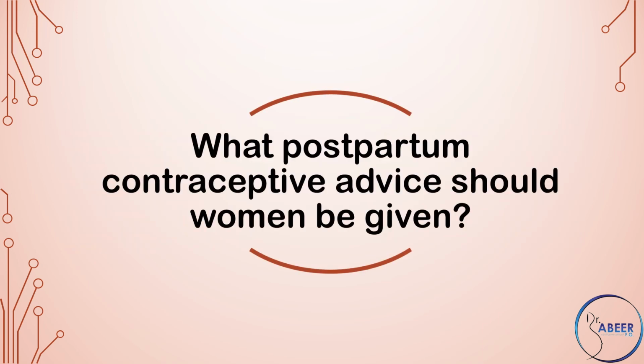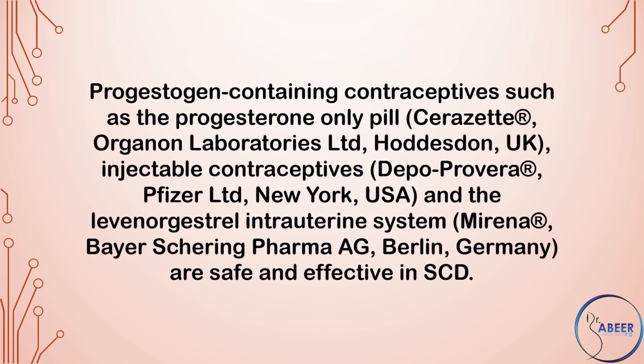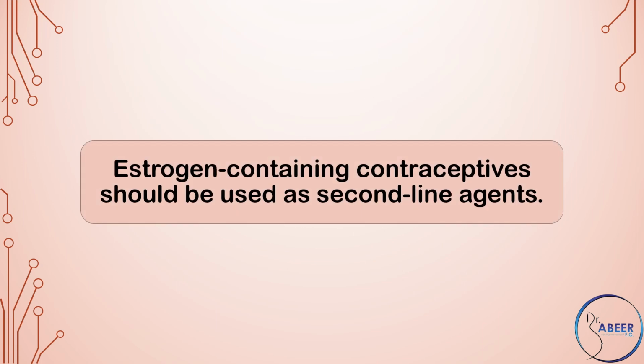What postpartum contraceptive advice should women be given? Progestogen-containing contraceptives, such as the progesterone-only pill, like Cerazette, injectable contraceptives, Depo-Provera, and the levonorgestrel intrauterine system or Mirena, are safe and effective in sickle cell disease. Estrogen-containing contraceptives should be used as second-line agents.